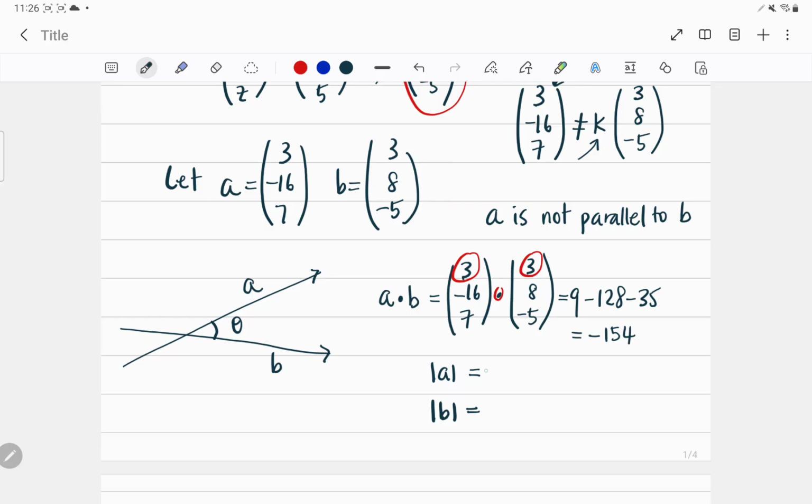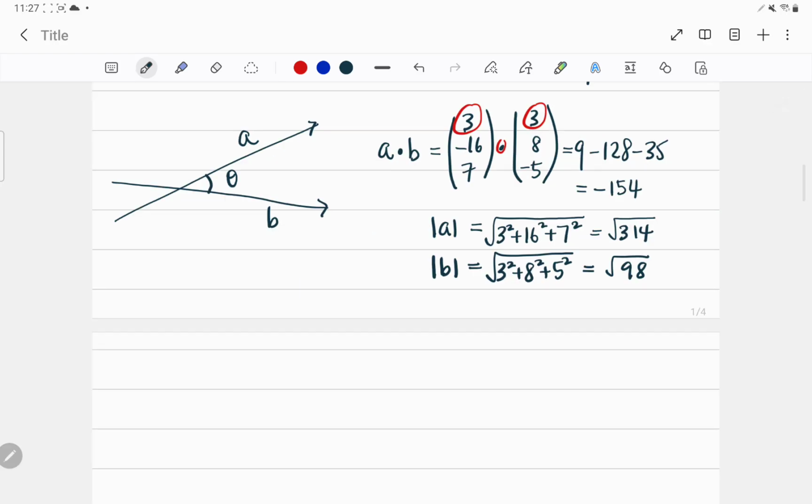The magnitude of A is the square root of 3 squared plus 16 squared plus 7 squared, which equals the square root of 314. And the magnitude of B is the square root of 3 squared plus 8 squared plus 5 squared. Then you will get the square root of 98. So now we have all the ingredients to find our angle between the two vectors.